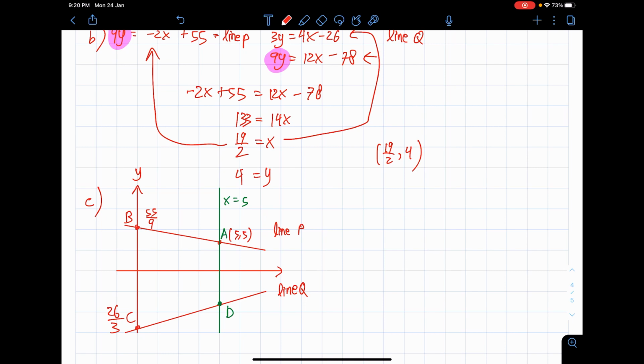Okay, state the distance between the two parallel sides. Alright, that's actually not hard. From here to here is actually 5 units. Basically it's just the distance between the line and the axis. Okay, the line AD to the y-axis.